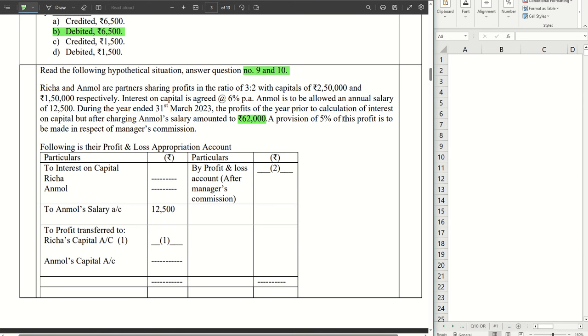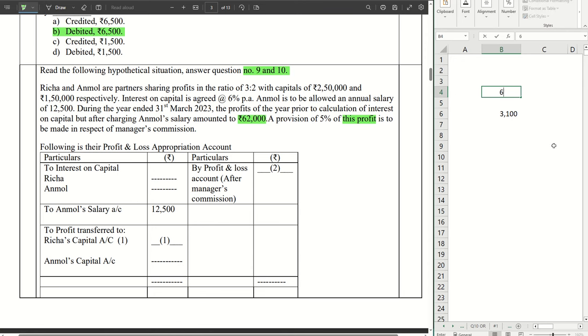However, the point to be noted is the words this profit. The 5% is to be calculated on this profit amount which is already given here. So in that case, our manager's commission will be 0.05, which is 5% of 62,000. So 3,100 is the manager's commission.